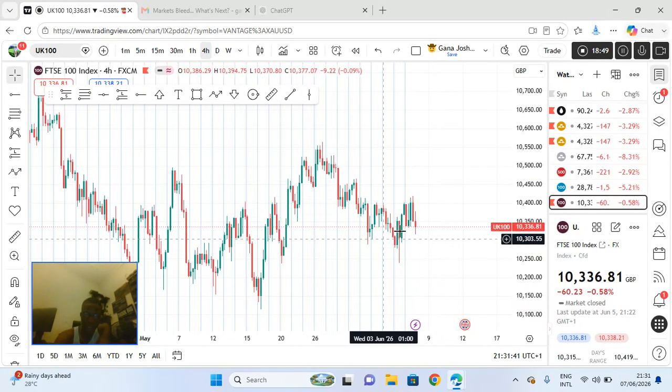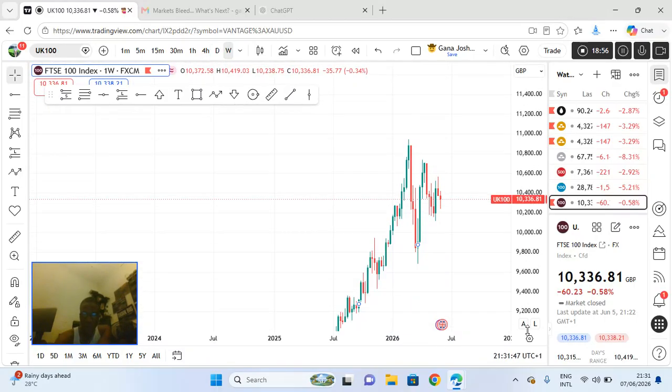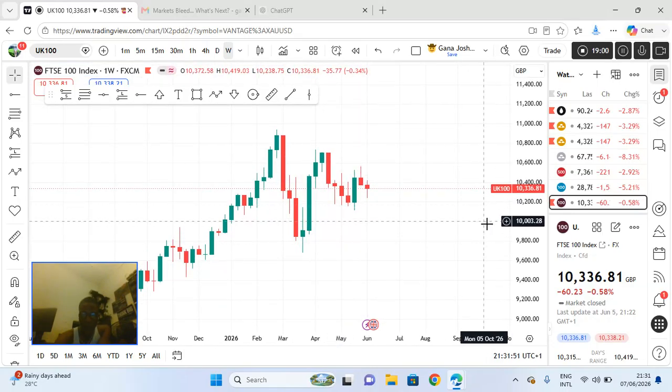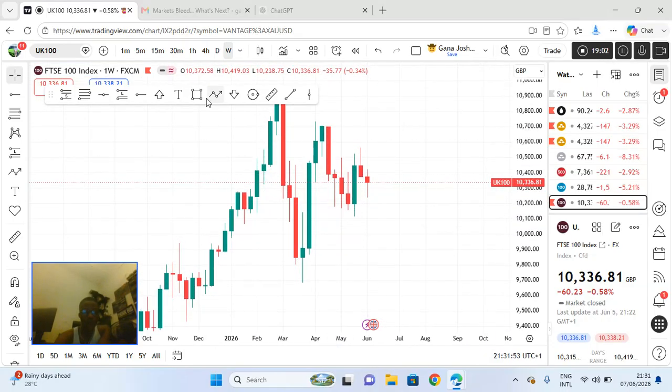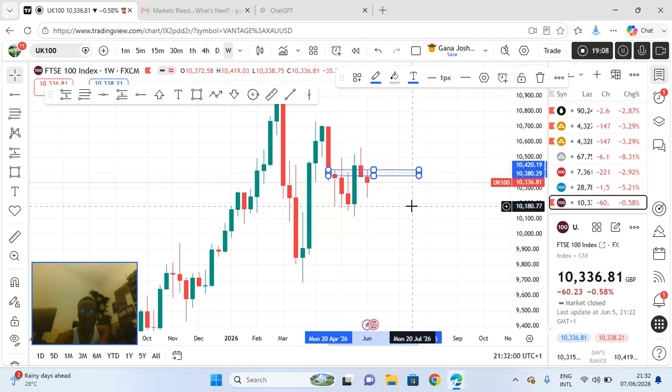Then UK 100, this one was brutal to me last week. But let's see how it goes this week. It deceived me. This was strong resistance that got broken, but now the price is looking like it's back under on UK 100.